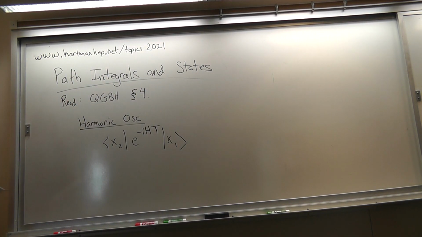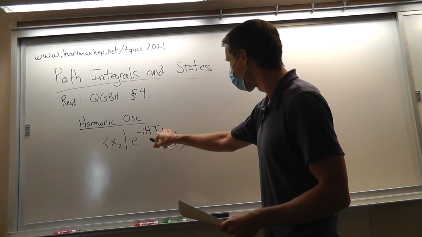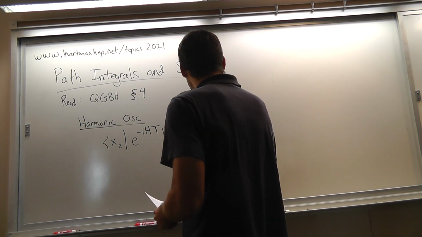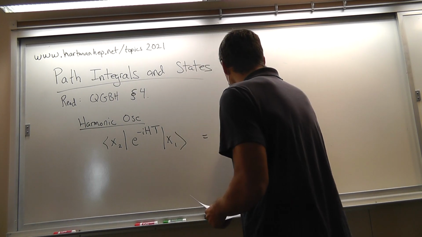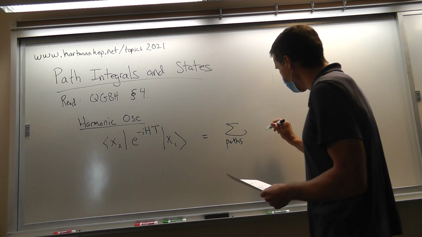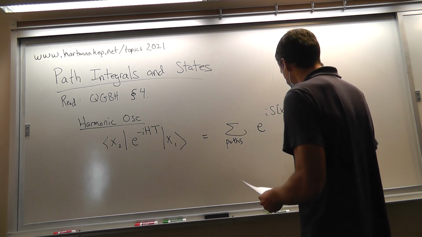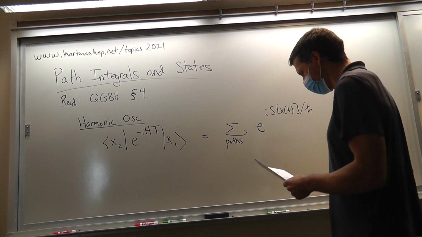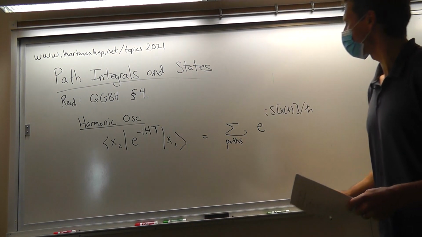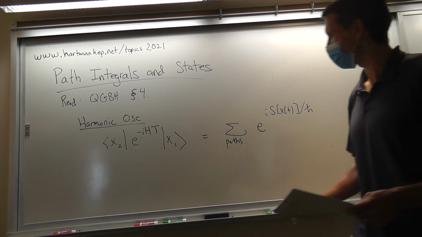Okay, so the transition amplitude from position x1 in time t with Hamiltonian H to position x2 is the sum over paths, obviously from x1 to x2, of e to the i S of x of t divided by h bar. And this is the standard Lorentzian signature path integral that you're used to from quantum mechanics.